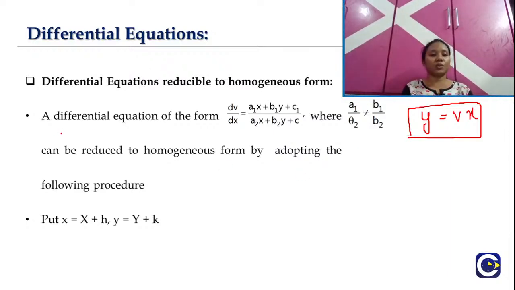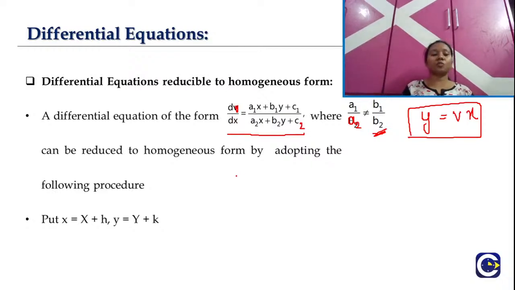If a differential equation is of the form dy/dx = (a1x + b1y + c1)/(a2x + b2y + c2), where a1, a2, b1, b2 are the coefficients of the variables x and y, whereas c1 and c2 are the constant terms, and if a1/a2 is not equal to b1/b2, then we can adopt the methodology where we reduce this given differential equation into the homogeneous form of equation.